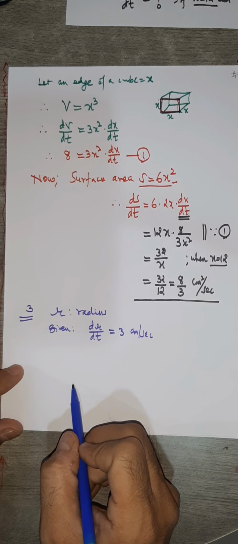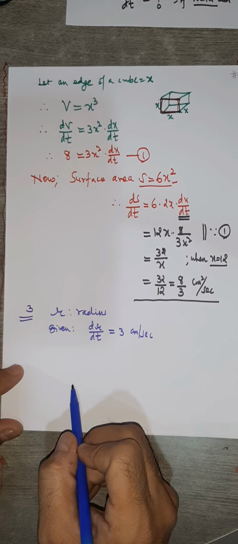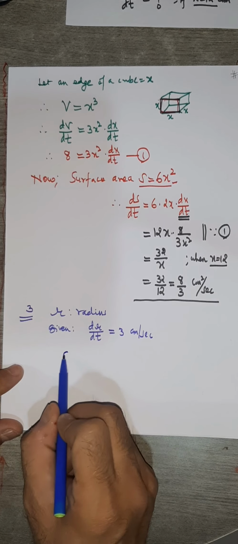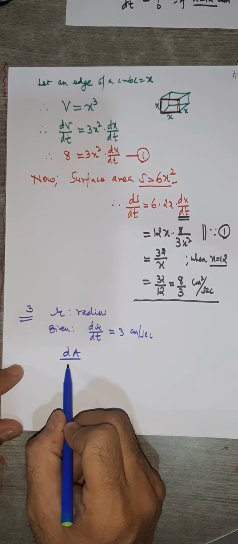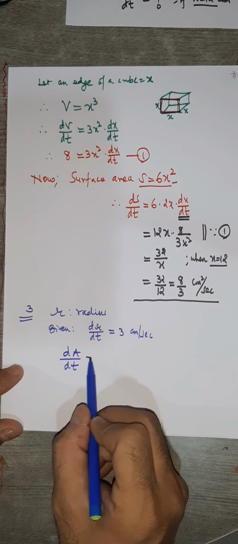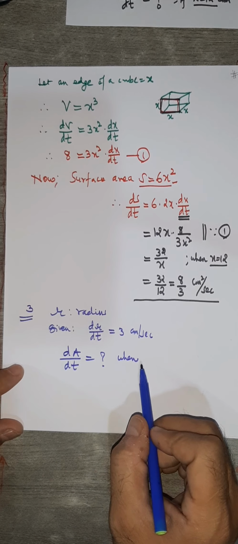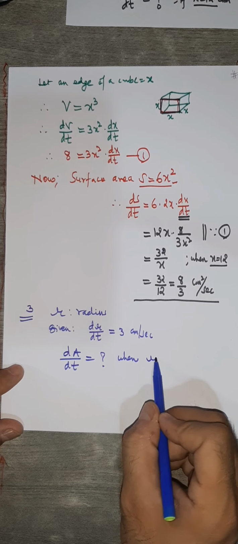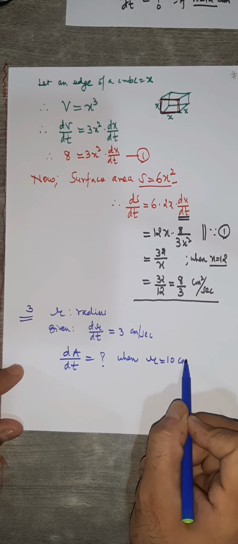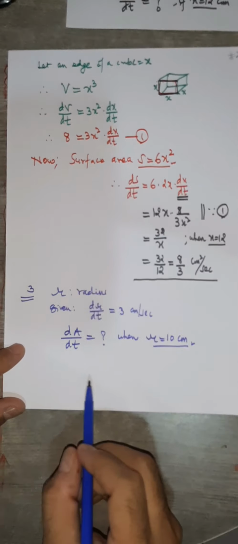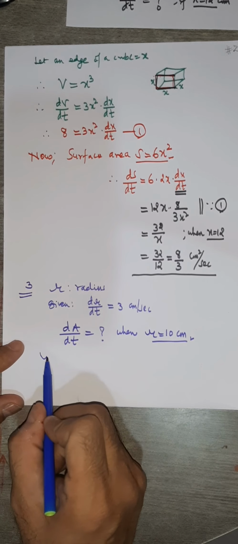Find the rate at which the area of the circle is increasing, that is, the change in the area. So you want dA by dt. This is a question, when the radius is r equals 10 centimeter. It's just like the first question. So we have the relation.